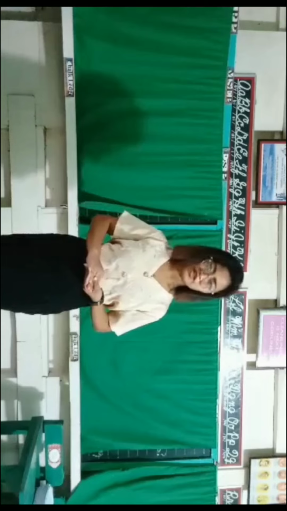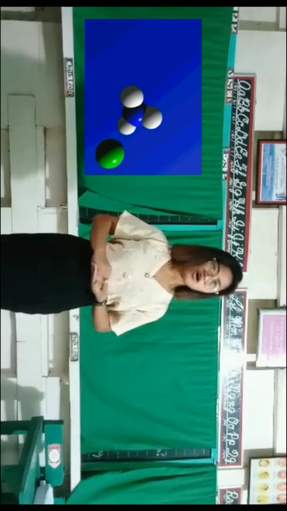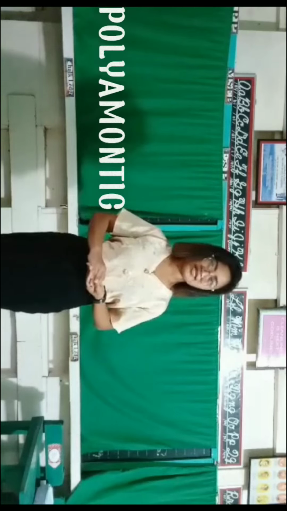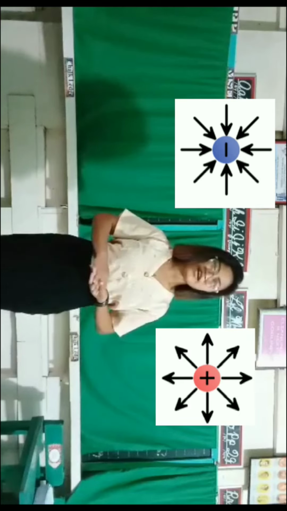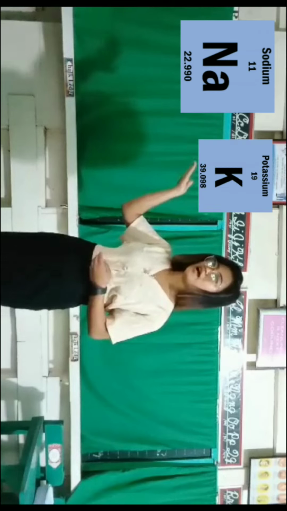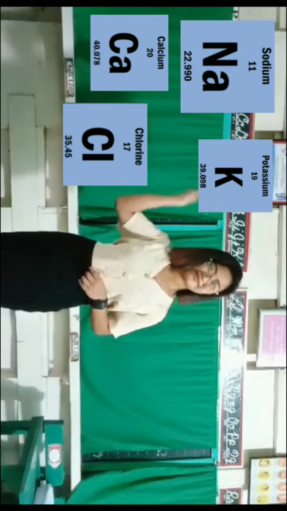An ion is formed when an atom or molecule gains or loses electrons. It can also be polyatomic or monatomic. It carries a negative or a positive charge. The examples of ions are sodium, potassium, calcium, and fluoride.